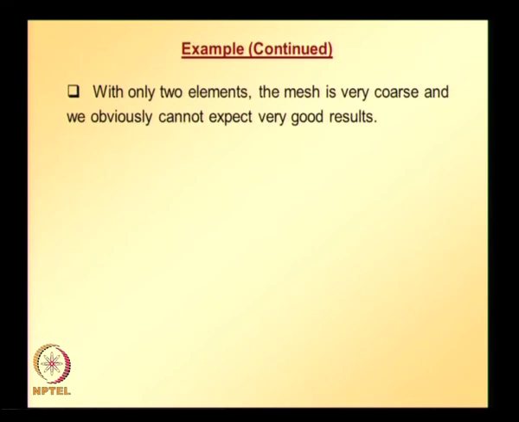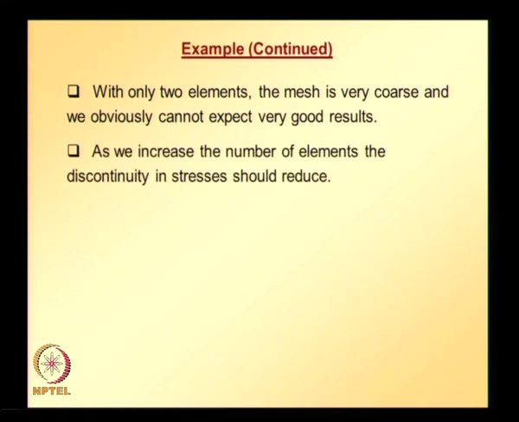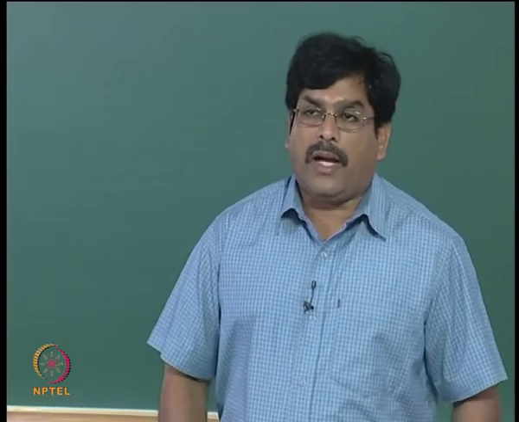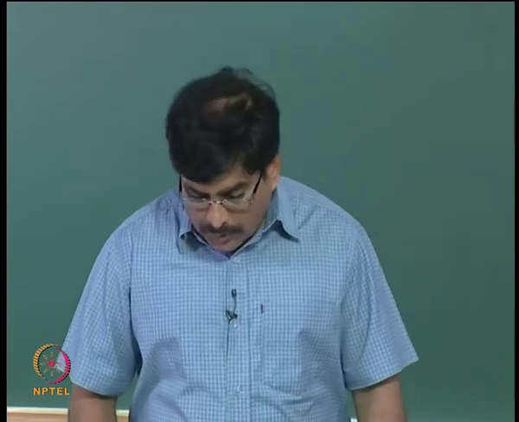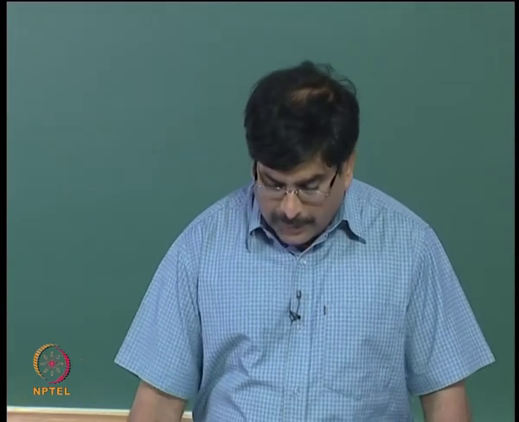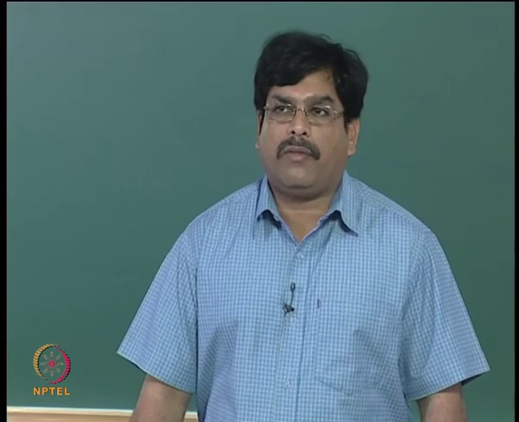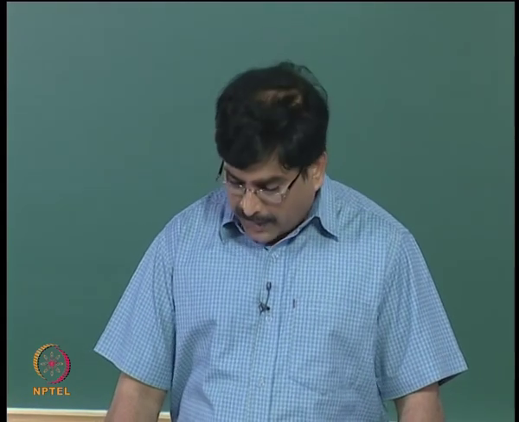With only 2 elements, the mesh is very coarse and we obviously cannot expect very good results. As we increase the number of elements, the discontinuity in the stresses should reduce. If we really want to increase the number of elements, then we cannot do that using hand calculations, we need to automate this. So this is about a 3-node triangular element for solving plane strain problems, and in the next class we will be looking at the 4-node quadrilateral element.